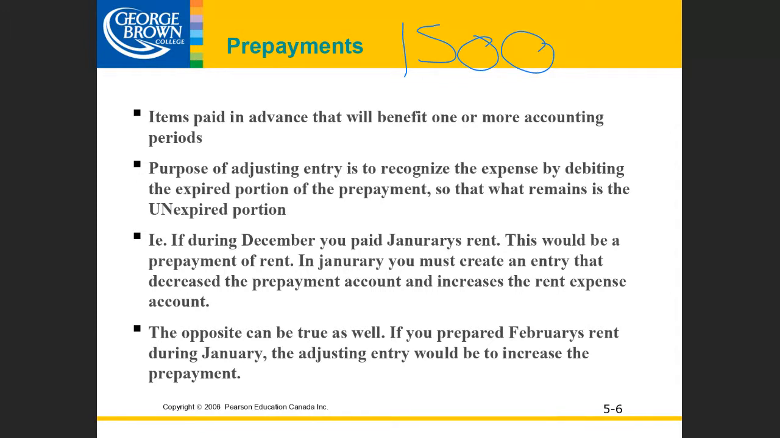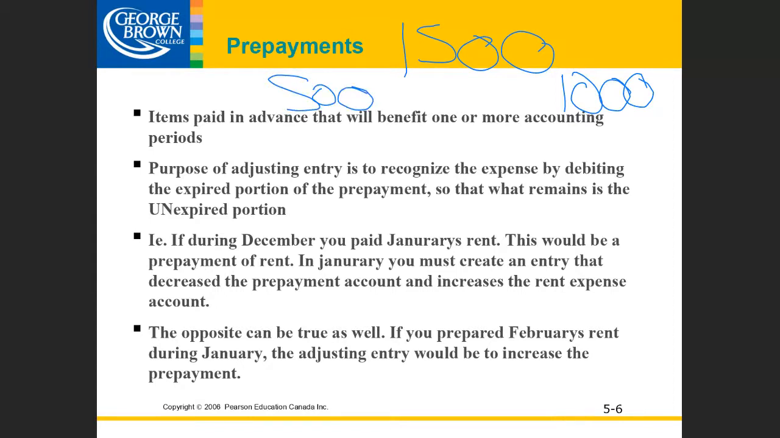Okay, so let's forward to May 31st. We recognize now that a month has passed, right? And we have now used $500 worth of our prepaid insurance. What is the unexpired portion, or what is left of our prepayment? Exactly, Vanessa. TG as well. The unexpired portion is $1,000, and we also have to recognize the expense of $500 for the month.